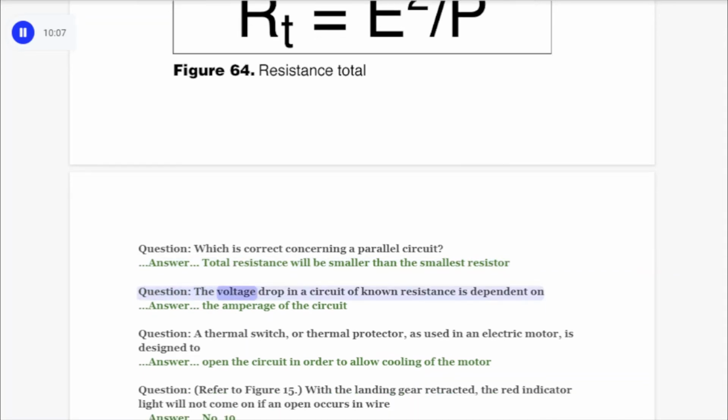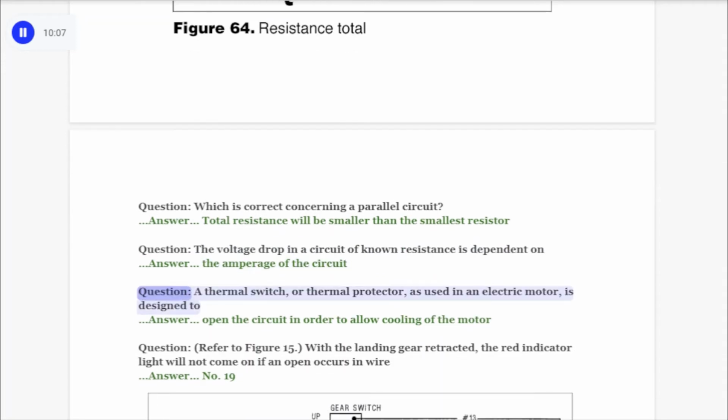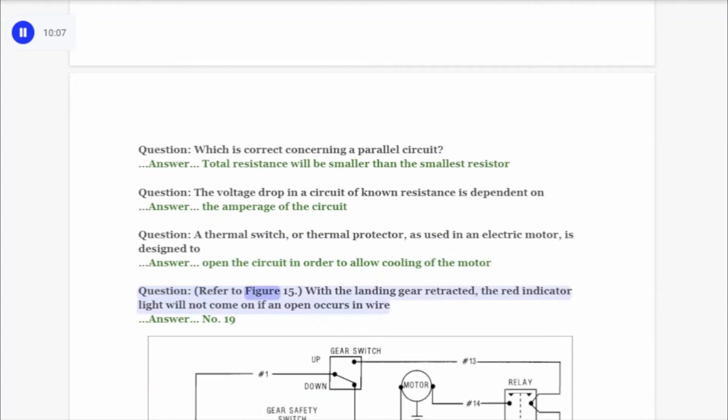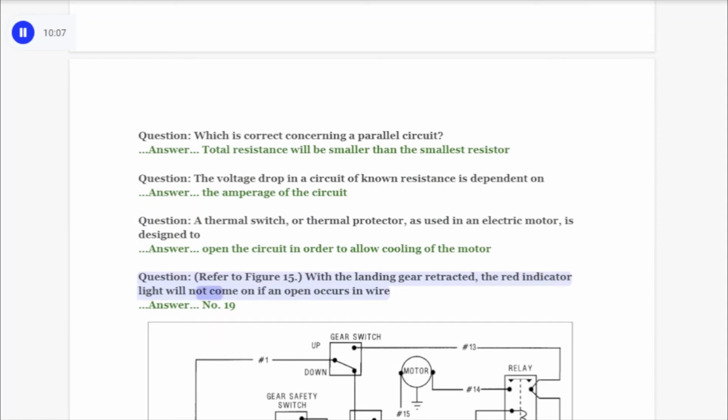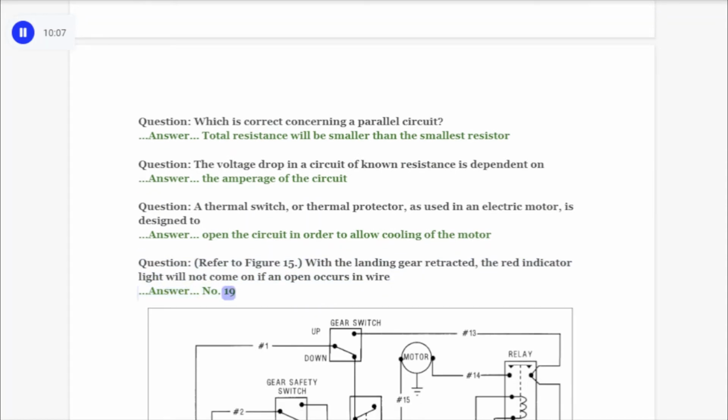Question. The voltage drop in a circuit of known resistance is dependent on. Answer. The amperage of the circuit. Question. A thermal switch, or thermal protector, as used in an electric motor, is designed to. Answer. Open the circuit in order to allow cooling of the motor. Question. Refer to Figure 15. With the landing gear retracted, the red indicator light will not come on if an open occurs in wire. Answer. Number 19.